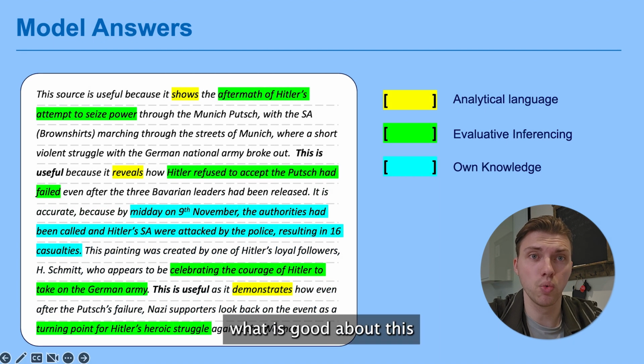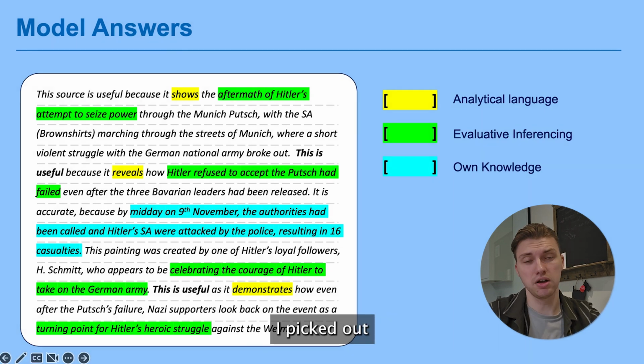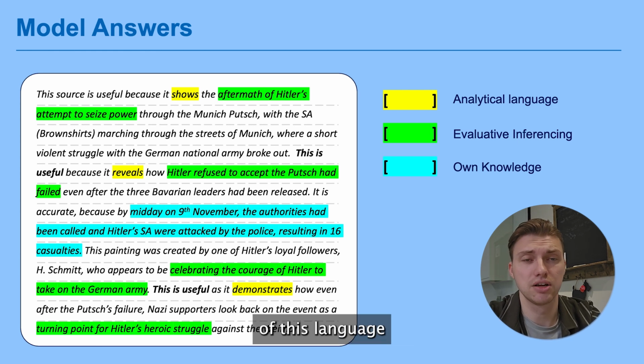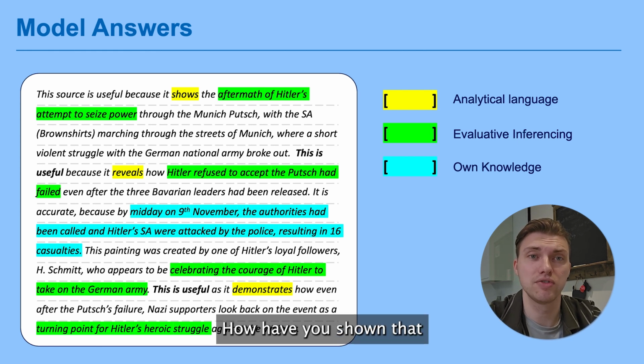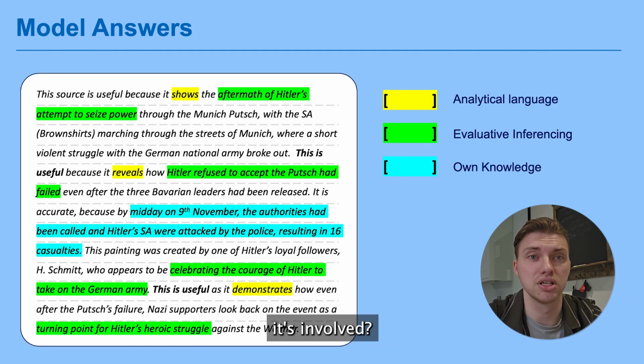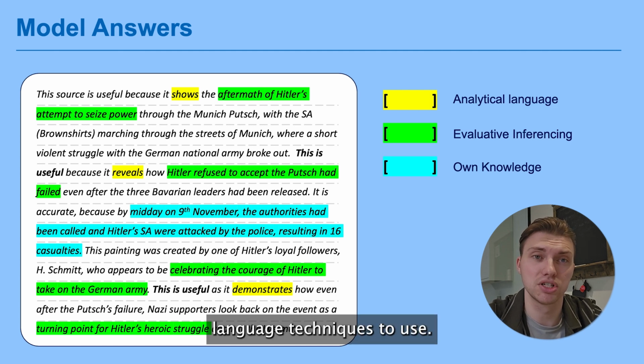So let's pick apart what is good about this response in particular. The first thing I've picked out, and I would pick out when I'm marking my student responses, is analytical language. I like to think of this language as revealers. How have you shown that this source reveals something about the history it is involved in? So I've picked out here shows, reveals, and demonstrates as 3 key language techniques to use.